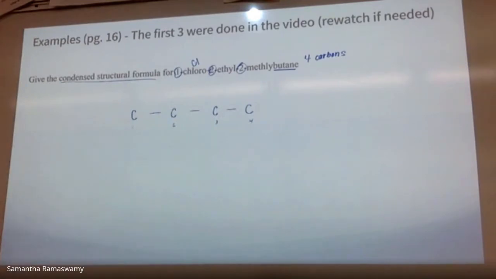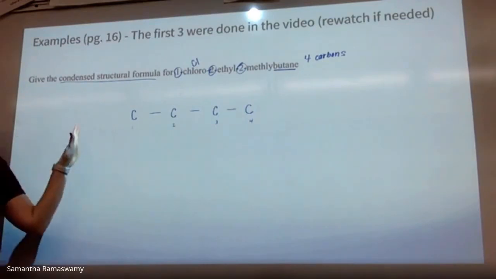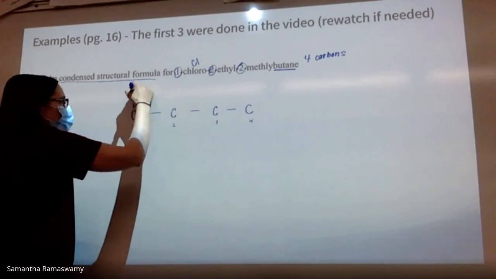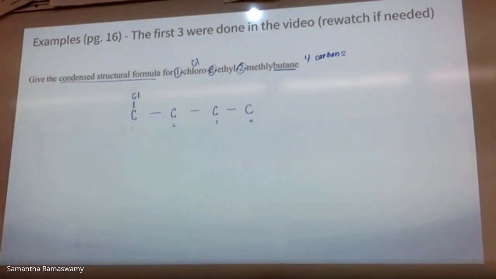Now, does it matter whether you make it attach up, down, or to the left? No. Doesn't matter which way. I'll make it go up. So we have a chloro group, Cl, attached to the first carbon.